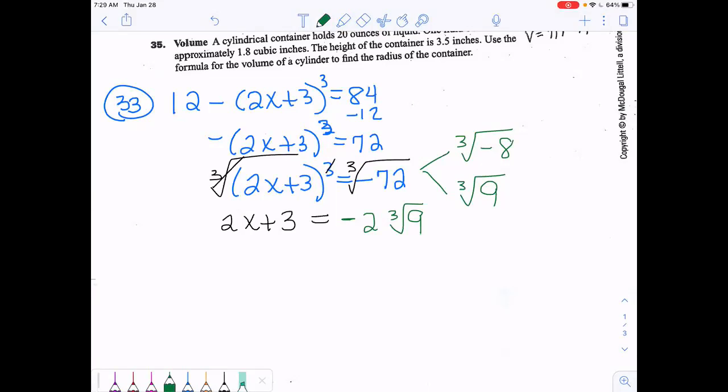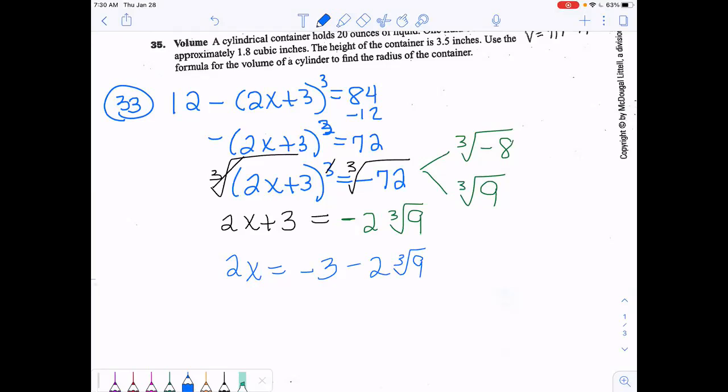So this problem isn't done yet because x still isn't by itself. So to get x by itself, now I have to just solve the equation 2x plus 3. So I'm going to try and get x by itself. I know I got to subtract that 3 to the other side. I'm going to make that go in front. So the negative 3 is the integer. I'm going to keep the integer in front. And then I have that minus 2, and then the cube root of 9.